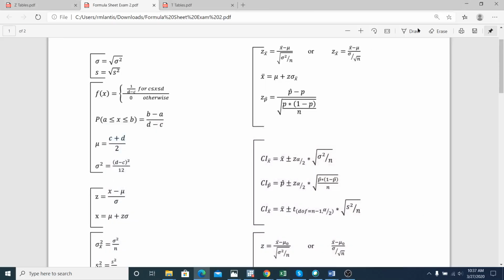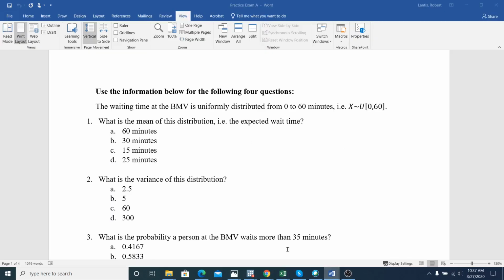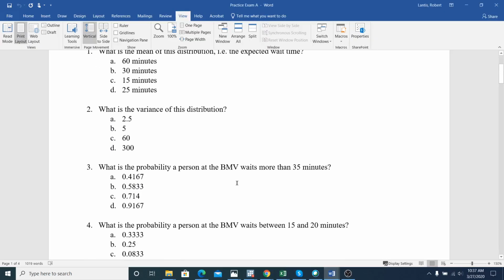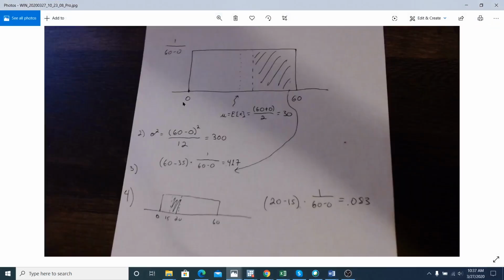So the next question asks, what's the probability that you wait more than 35 minutes? Here, it helps to have drawn out what a uniform distribution looks like. So I have this rectangle that starts at 0, ends at 60. If I want the probability it's greater than 35, I forgot to label it here, but there would be a 35 right here. So the probability it's greater than 35.